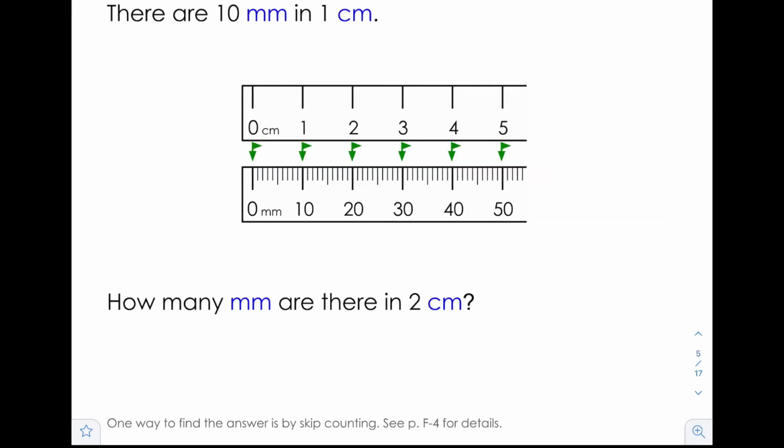You'll probably also notice that your ruler, in addition to centimeters, also has millimeters. So these are these really small units down below. You'll notice that if you count them, there are 10 millimeters in 1 centimeter. So that would mean that in 2 centimeters, we would have 20 millimeters, 10 plus 10.